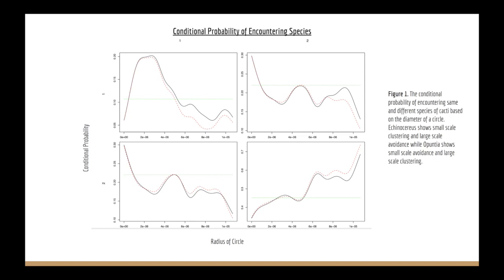For the prickly pear cactus, in the bottom right-hand corner, it's likely that on a small scale there's intraspecies avoidance, while at medium to large scale there's a high probability of clustering. The graphs on the upper right and lower left-hand corners show the interactions between the two species. They show similar initial clustering of both species at small scales, and then avoidance.